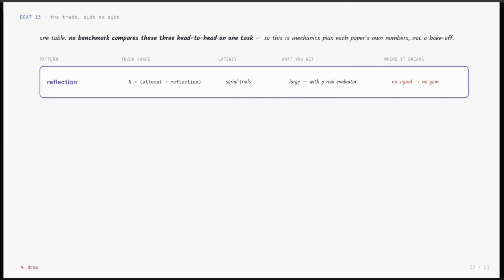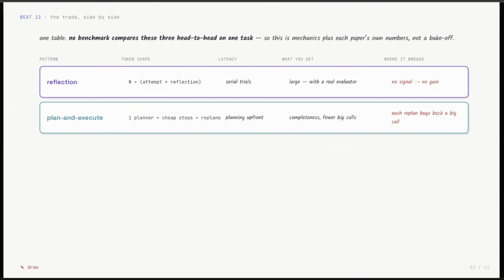Token shape is n trials, so each one a full attempt plus a reflection, multiplied by the number of attempts plus reflection. Latency is serial, because trial 2 cannot start until trial 1 has been graded. What you get is large gains, of course, but only with a real evaluator. You need the real-life evaluator. Where it breaks: no signal, no gain. This is very important. If you have no evaluator, then you're just looping for no reason.